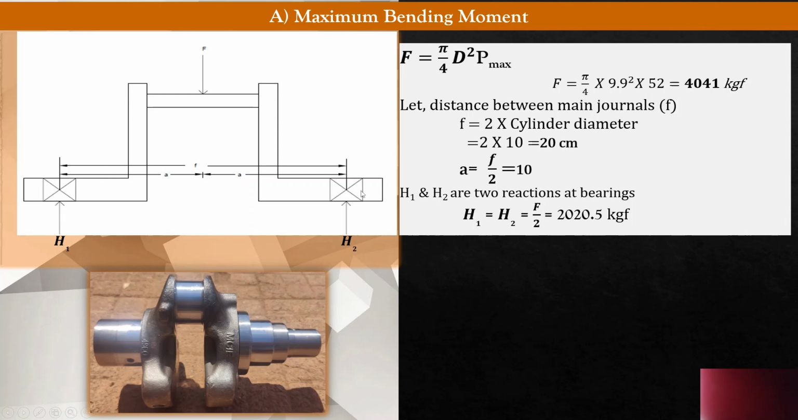The reactions at two journals will be H1 and H2. So the maximum force F is balanced by the reactions H1 and H2 in the opposite direction. The magnitude of H1 and H2 will be the same. That means H1 equal to H2, that is equal to capital F by 2. Capital F is 4041, so 4041 by 2 is 2020.5 kgf.